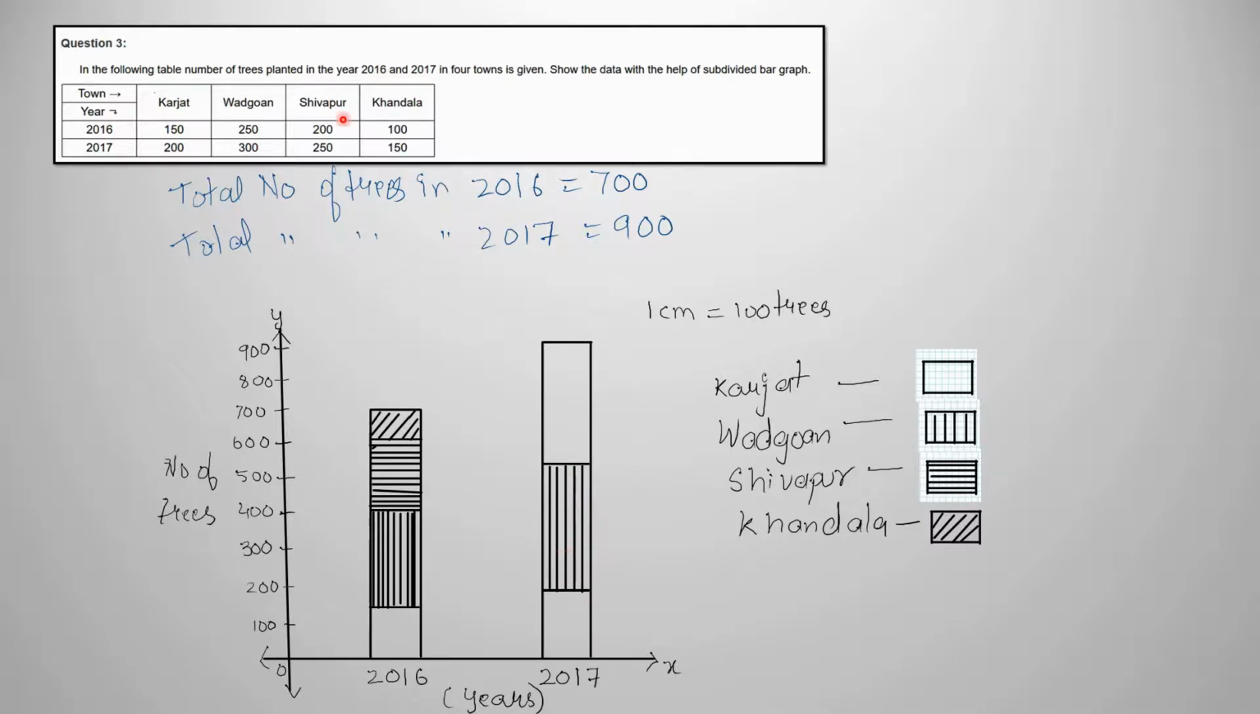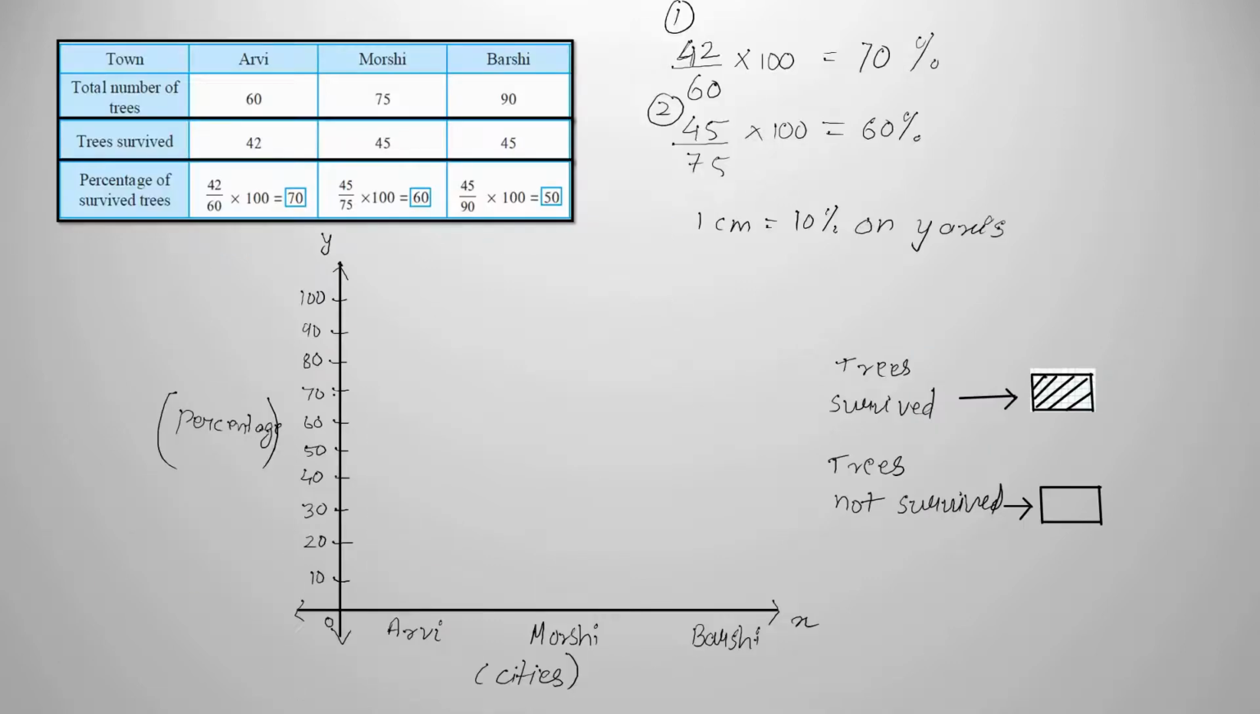Now for Shivapur you add 250 to 500. So 500 plus 250 will give you 750. So at 750 you draw a line and you do the pattern that would represent Shivapur, and the last portion you leave as it is and you do the pattern which would represent Khandala. This is the way we draw the subdivided bar graph.